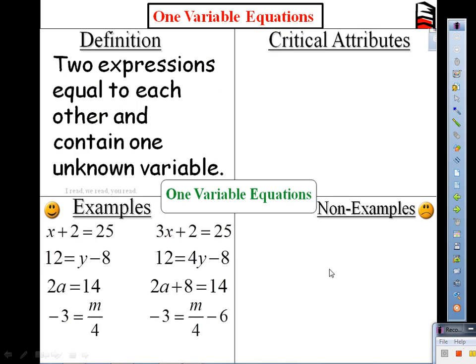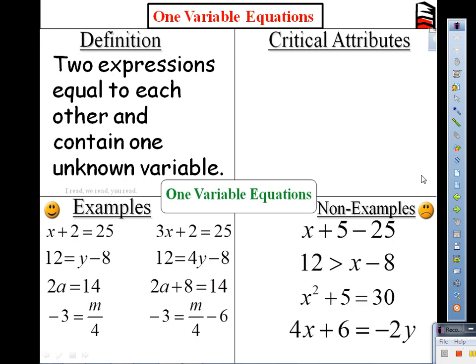All right? Here, let me show you what they are not. Non examples. Look at these. As you copy those, start thinking, these are not one variable equations because, in your noodle, just answer that, in your noodle. All right? Share with your neighbor, let them know why each of these is not a one variable equation. Go. Start with this one.